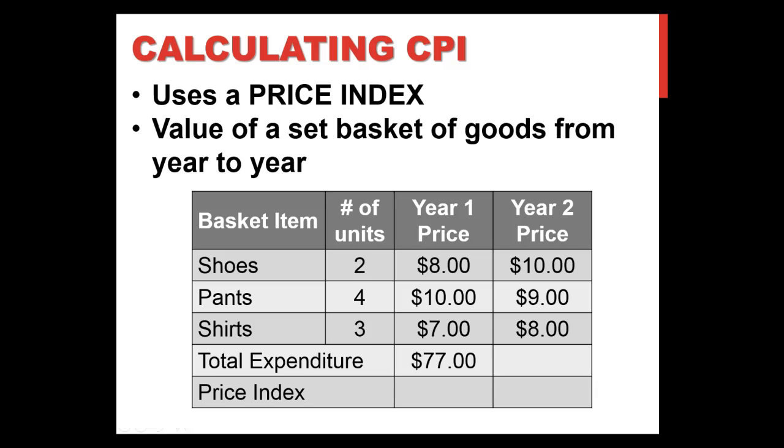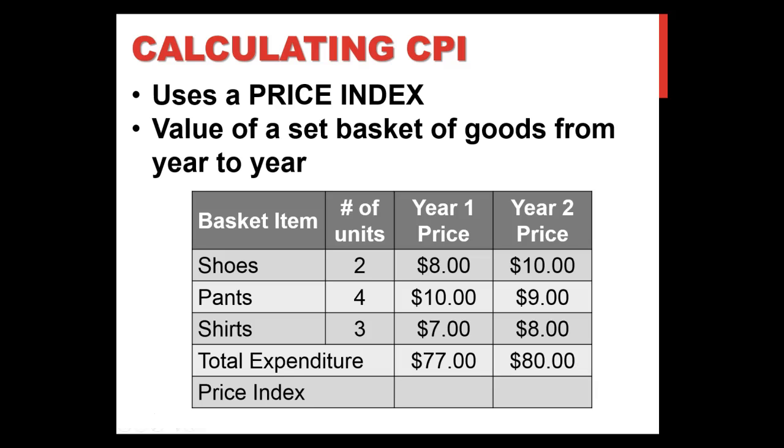And when I do the same thing for year 2, I see that some of these prices have gone up. Shoes are more expensive, pants are less expensive, and shirts have gone up. So what does that do? How much inflation is there? We have to calculate the total expenditures. So I see that I've spent 2 shoes at $10 a piece, $20 on shoes. 4 times 9 tells me $36 on pants. 3 times 8, $24 on shirts. Add all of that together, we find that the same set of goods which cost us $77 in year 1 costs us $80 in year 2.